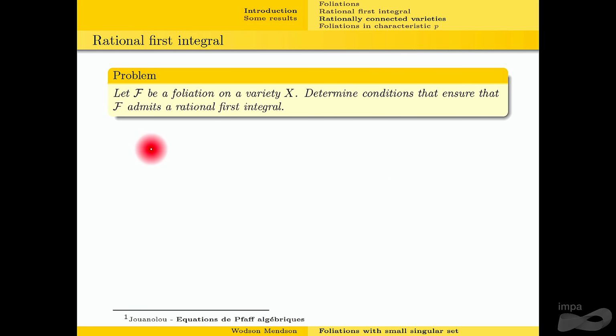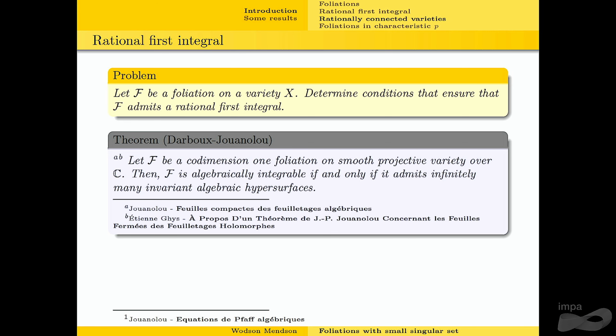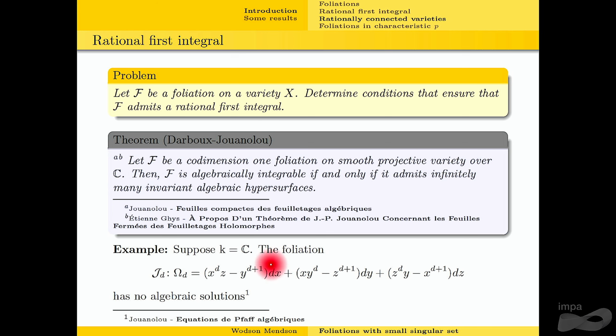So the main problem is: given a foliation, determine a condition to ensure whether F admits a rational first integral or not. The first theorem that I learned about this is the Bogomolov-McQuillan theorem. You take a codimension 1 foliation in a smooth projective variety defined over the complex field. Then algebraically integrable is the same as saying that the foliation has infinitely many algebraic invariant hypersurfaces. We have this famous example of Jouanolou. Jouanolou proved that this foliation does not have any algebraic invariant curve. So in particular, we do not have a rational first integral for this foliation.